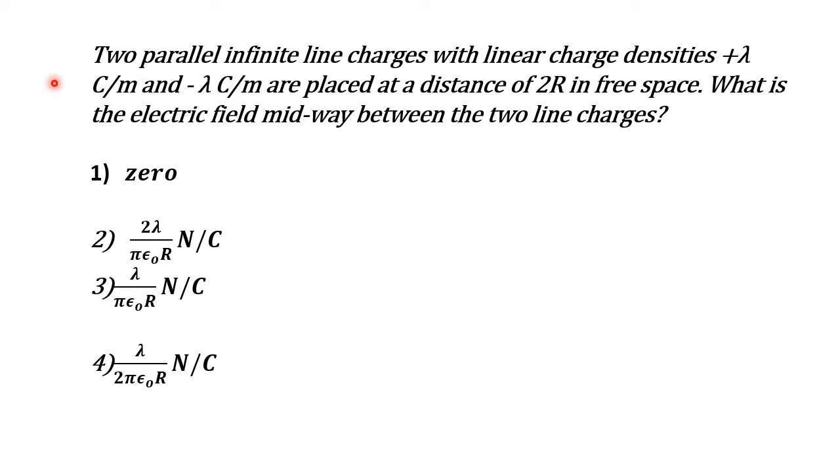Here the given question is: two parallel infinite line charges with linear charge densities plus lambda coulomb per meter and minus lambda coulomb per meter are placed at a distance of 2r in free space. What is the electric field midway between the two line charges? This is what we are going to discuss now.